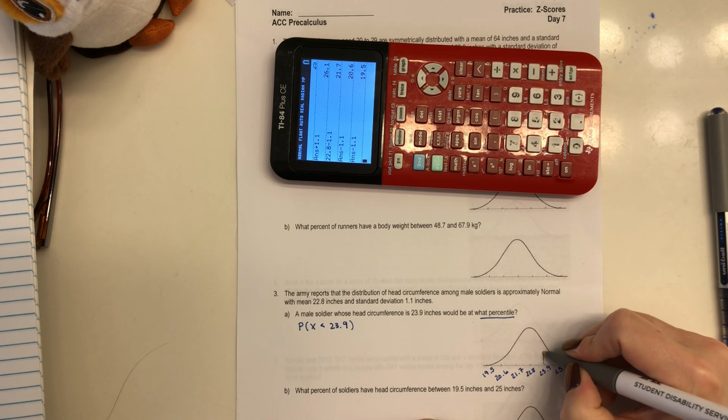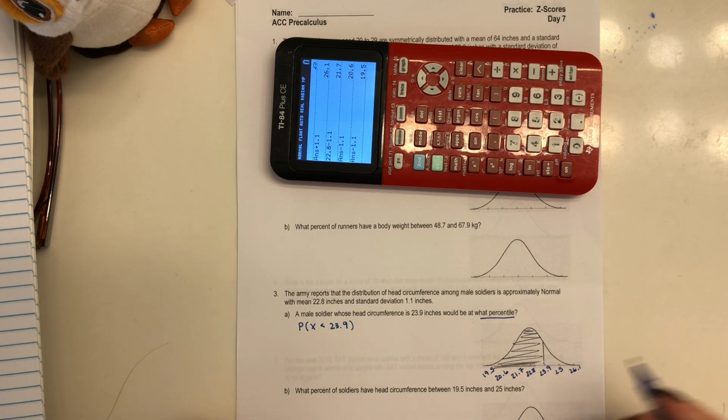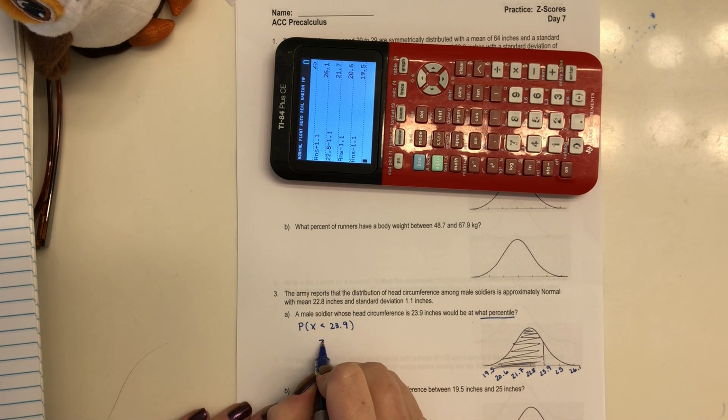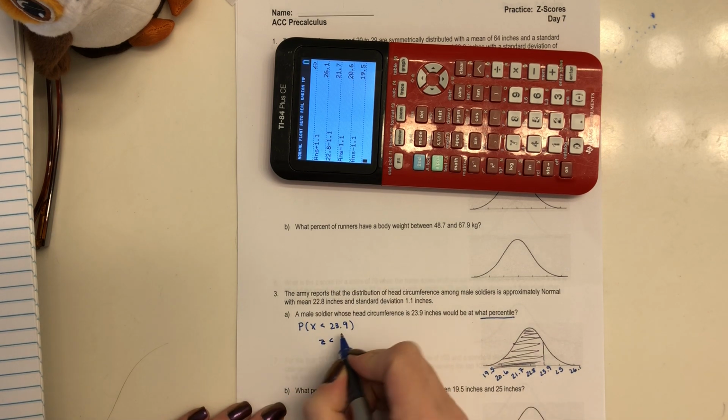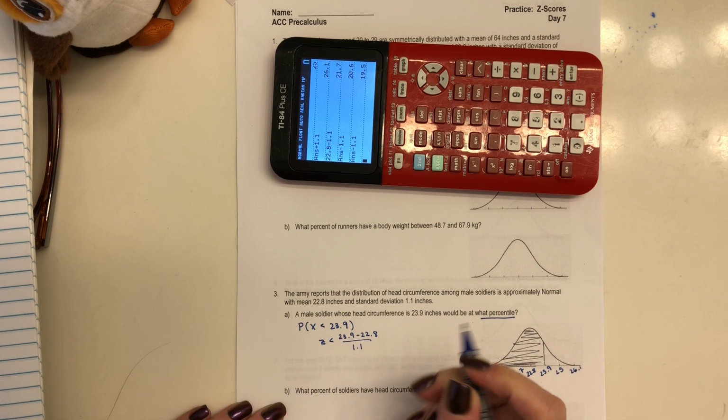Okay. So I'm looking for below 23.9. So I'm looking for all of that probability. So that probability is going to be pretty big. That percentile is going to be pretty big. So if you were putting it into the z-score formula, you want z is less than 23.9 minus 22.8 over 1.1.